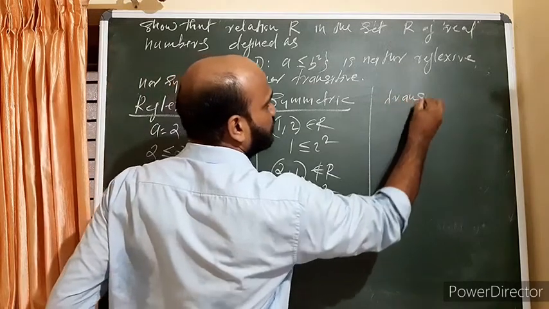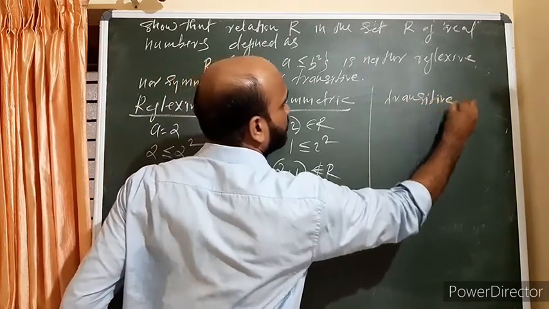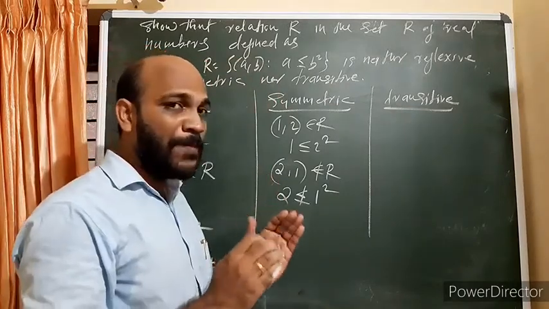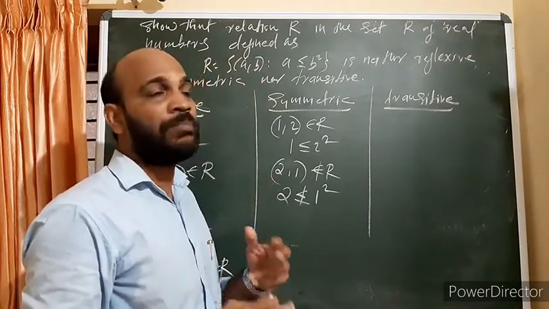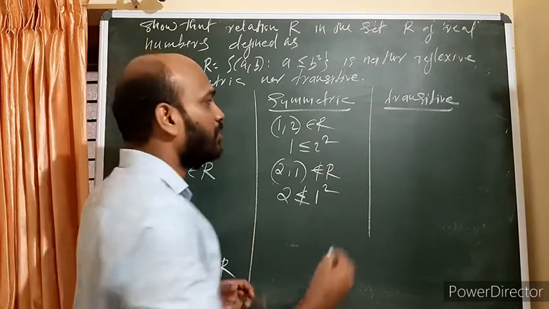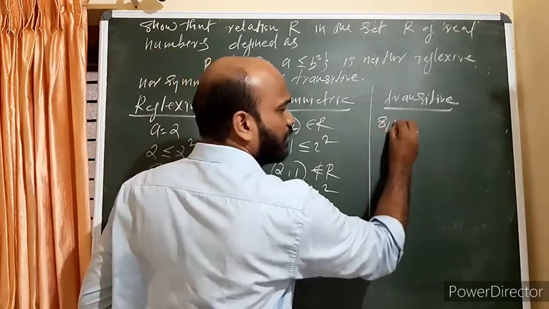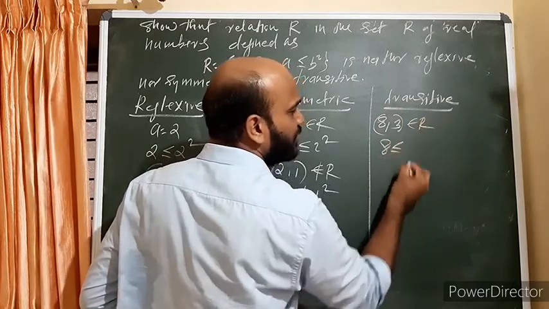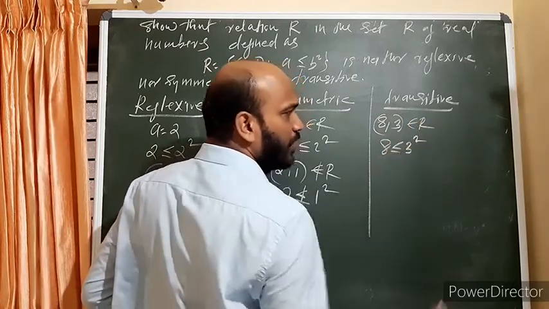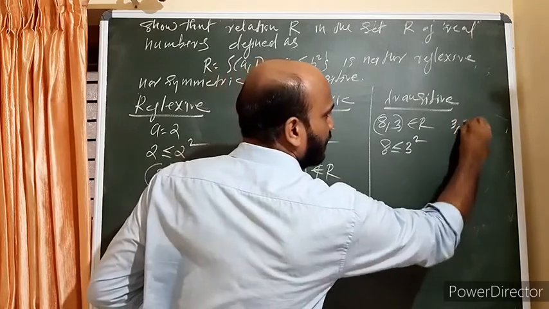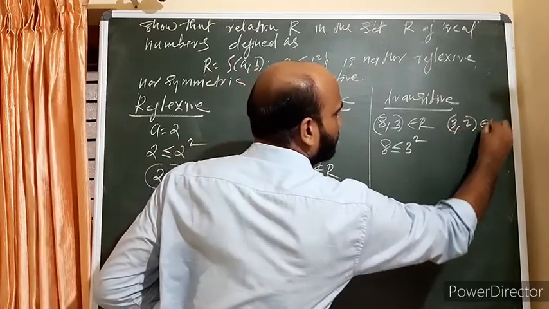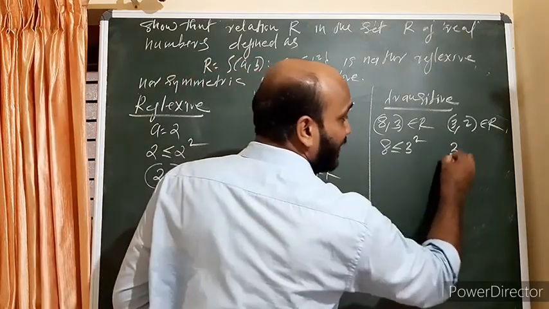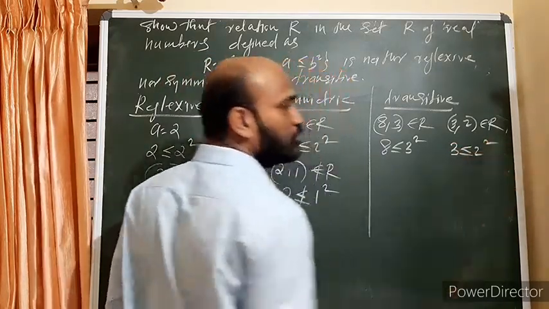Transitive. We want to find an example like this: (a, b) belongs to R, (b, c) belongs to R, but (a, c) does not. So, (8, 3) belongs to R, right? Because 8 is less than or equal to 3 square. (3, 2) belongs to R, because 3 is less than or equal to 2 square.